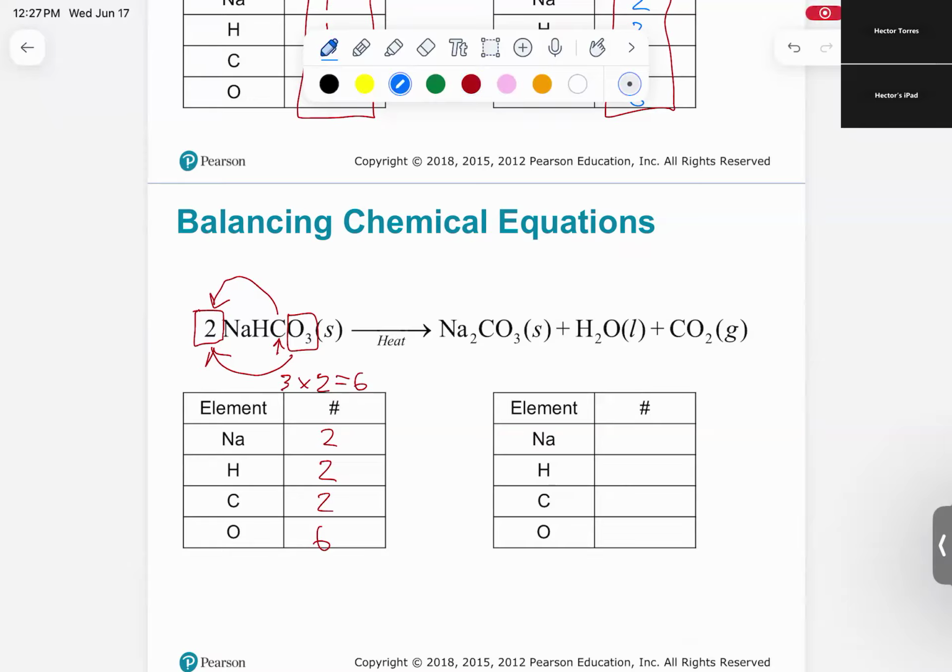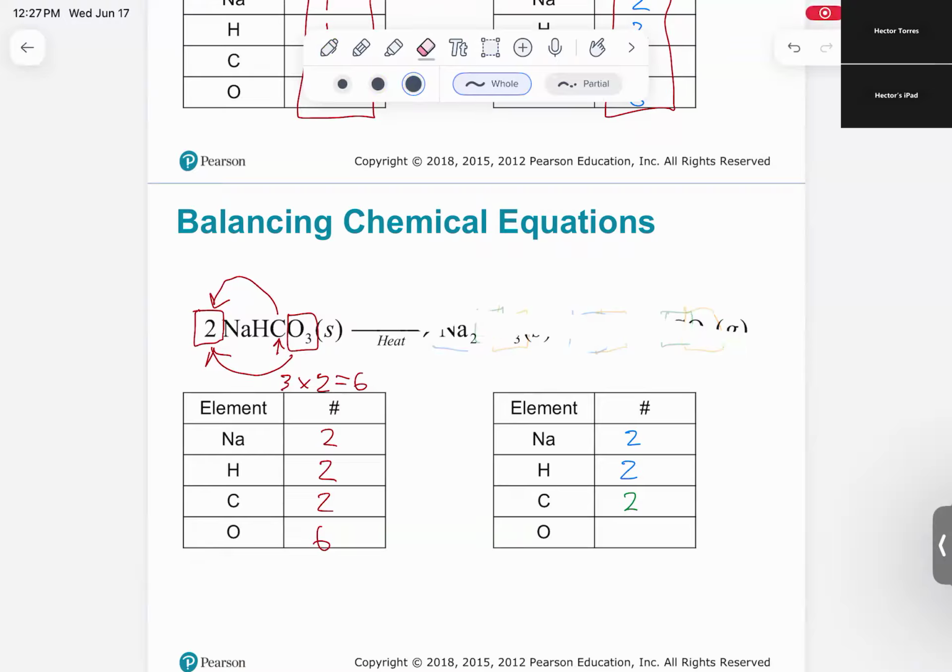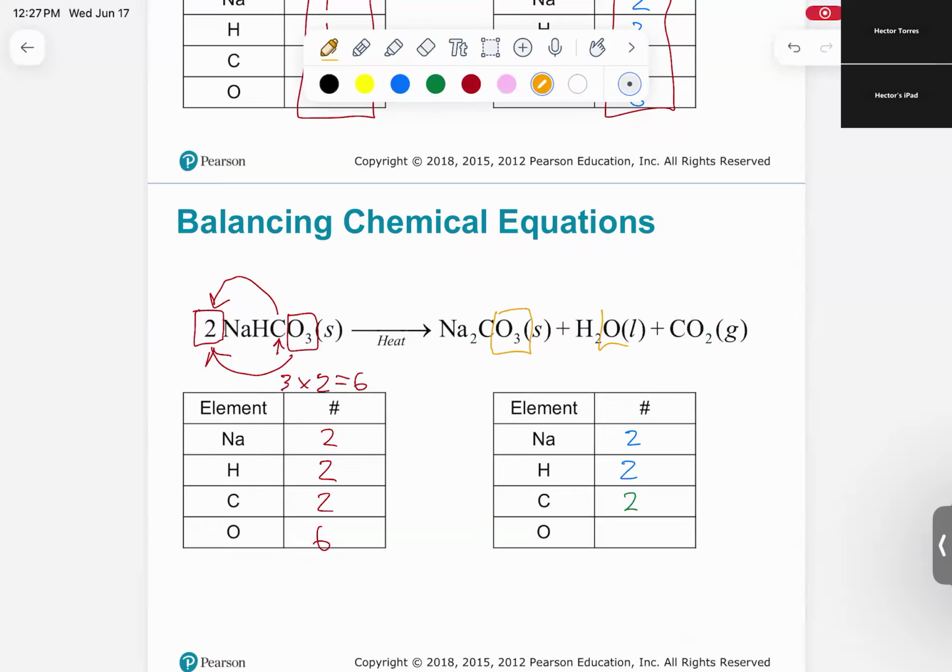Now we didn't change anything on the product side, so we just add it up again. So Na has 2, hydrogen has 2, carbon, let's do it in a different color just so we can keep track, has that and that, so there's 2. And then oxygen, we have this one, and this one. Let's clean that up so that we can see it better. So we have oxygen here, here, and here. I have 3 oxygens here, 1 here, and 2 here. Add those up, and we have 6.